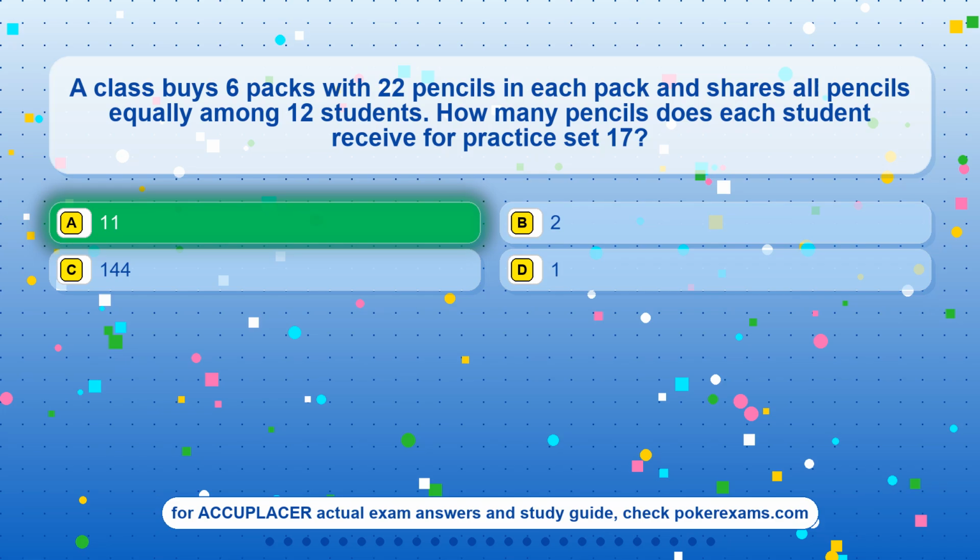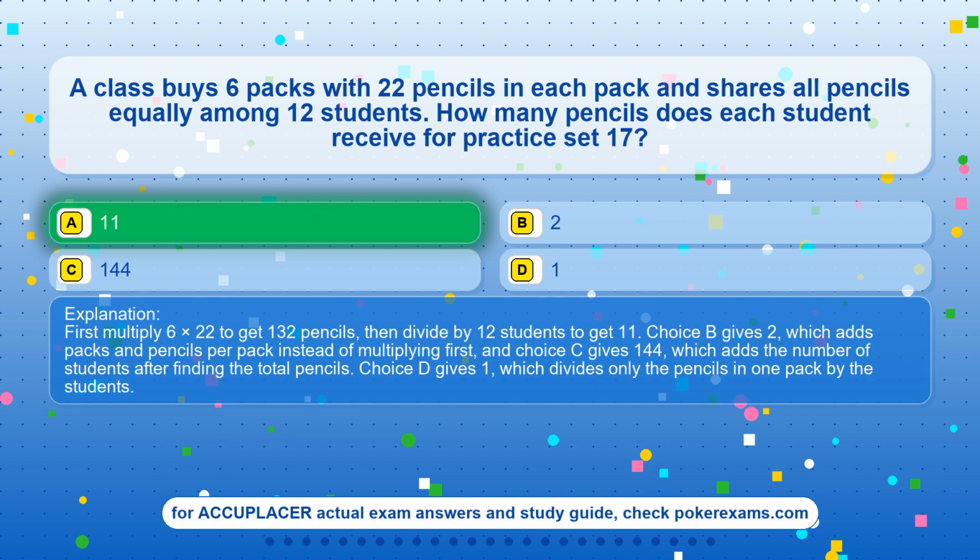The correct answer is option A, 11. First multiply 6 times 22 to get 132 pencils, then divide by 12 students to get 11. Choice B gives 2, which adds packs and pencils per pack instead of multiplying first, and choice C gives 144, which adds the number of students after finding the total pencils. Choice D gives 1, which divides only the pencils in one pack by the students.